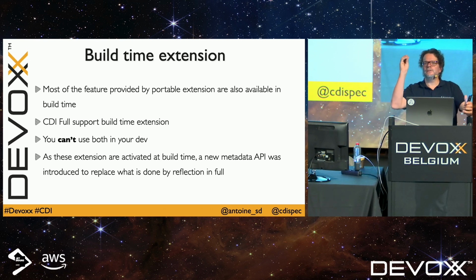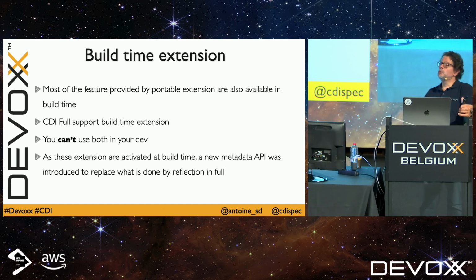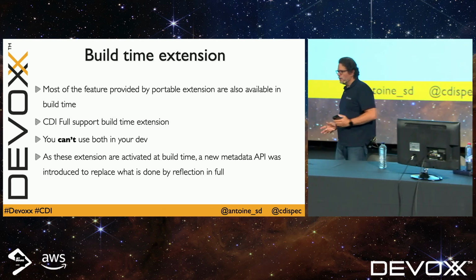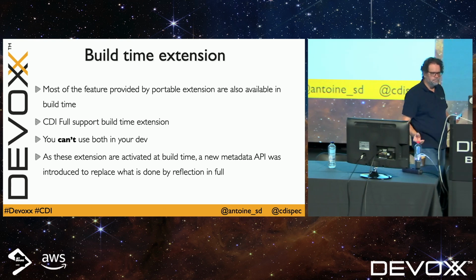Of course, you can use this kind of extension, as I just said, in your CDI full. So if you want to develop integration of your framework, you can create it with this new kind of extension, the build compatible extension, and it will work for CDI Lite and CDI full. What you cannot do is use both kinds of extension in your development. So you have to choose. You have to say, okay, I activate this kind of extension or this one.